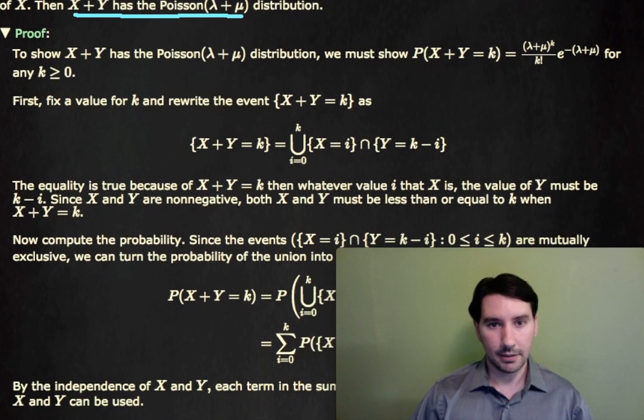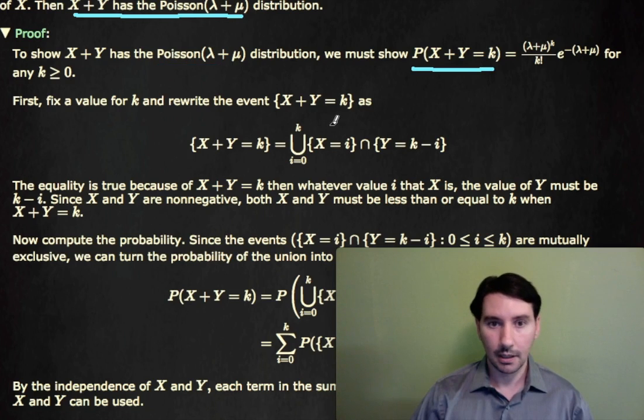To show that that is in fact the case, what we would need to show is that X plus Y has the proper PMF, or in other words, that the probability X plus Y equals a number k is (lambda plus mu) to the k over k factorial times e to the minus (lambda plus mu), since that's the PMF for a Poisson lambda plus mu.